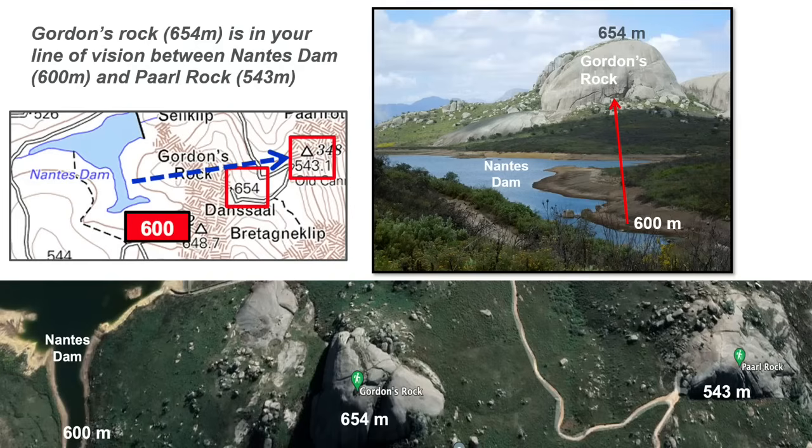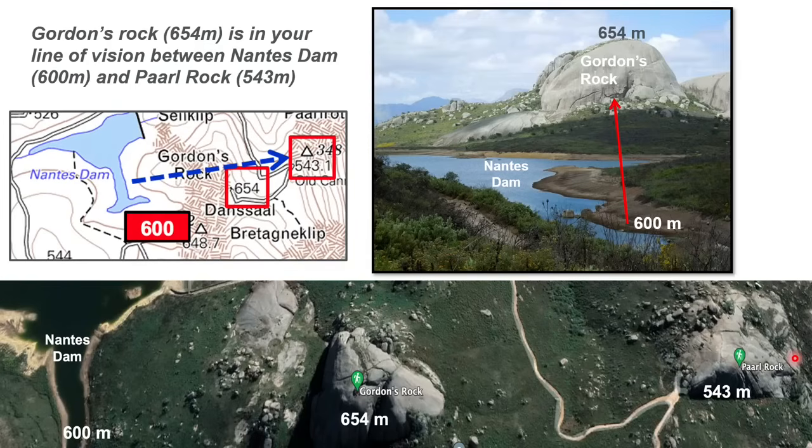And here's an aerial view. There's Paul Rock at the height of 543. There's Gordon's Rock at the height of 654 meters. And there's the Nantes Dam, which is at 600 meters. So Gordon's Rock trumps them all. It is much higher. Anybody here can't see Paul Rock, and anybody at Paul Rock can't see the dam either.